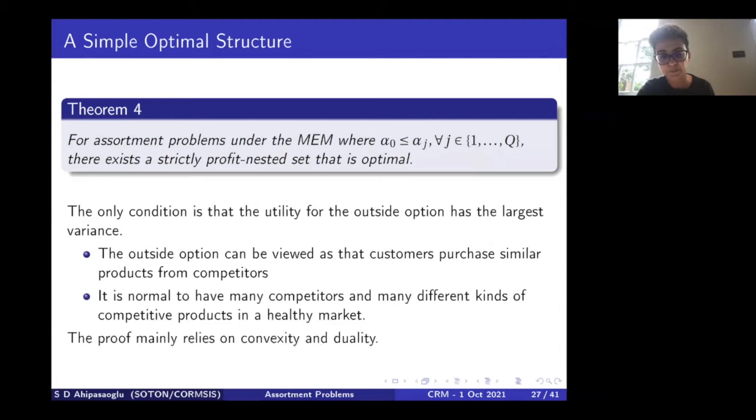And the proof of this theorem is actually very interesting. We started with a proof that was using just very simple algebra and just comparing different sets. We were able to prove a slightly weaker result compared to this, but then we managed to actually prove this result, which is the best that we can hope for, using convexity and duality. I think the proof is very interesting. I don't have time to talk about it, but if you're interested, you can take a look.